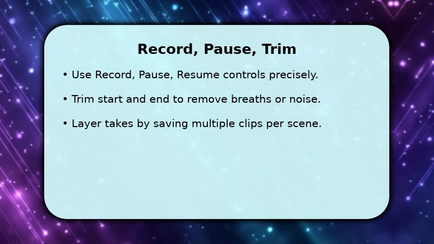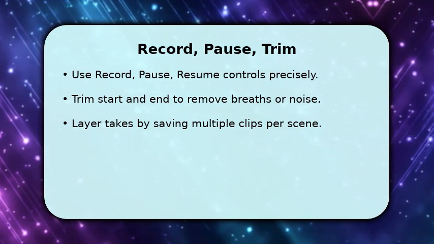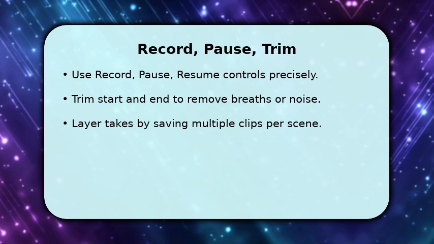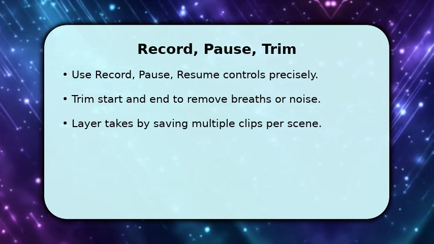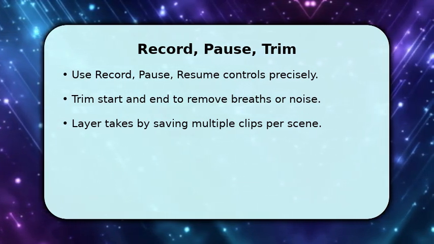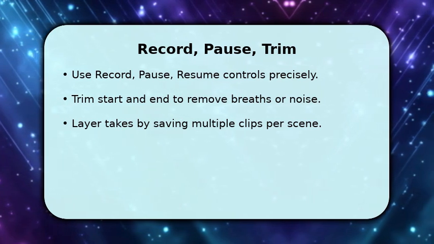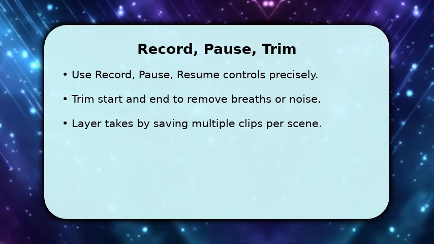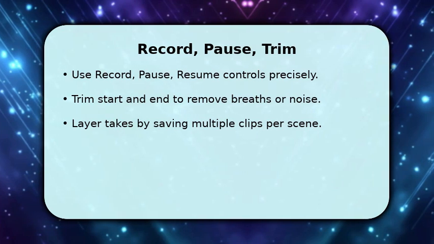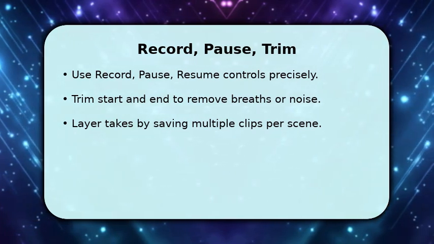After recording, use the trim tool to cut silence, coughs, or background noise at start and end. This keeps dialogue tight. If you need alternate takes, record additional clips and save each separately so you can compare. Make sure to name or note the best take, because once layered, it's easier to choose than to recreate.